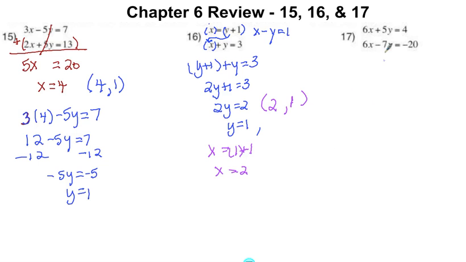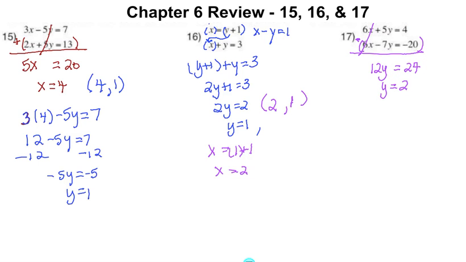Number 17, again, this is set up. My equal signs are nice and lined up, and my 6x and 6x will drop out if I subtract. So I'm going to go ahead and subtract those. So 6 minus 6 is 0. 5 minus a negative 7 is 12y, and 4 minus a negative 20 is 24. So y equals 2. We're not done.